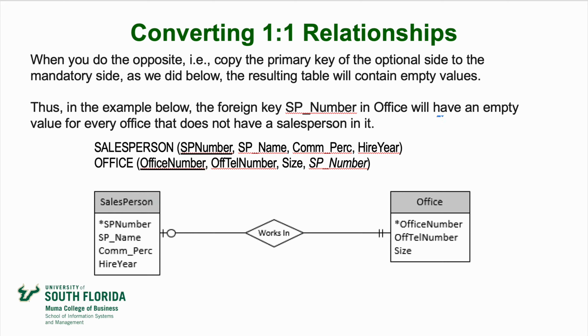When you do the opposite, i.e. copy the primary key of the optional side to the mandatory side, as we did below, the resulting table will contain empty values. Thus, in the example below, the foreign key SP number in office will have an empty value for every office that doesn't have a salesperson in it.